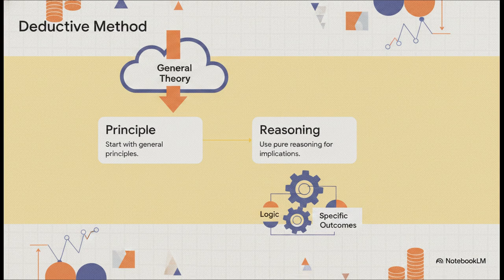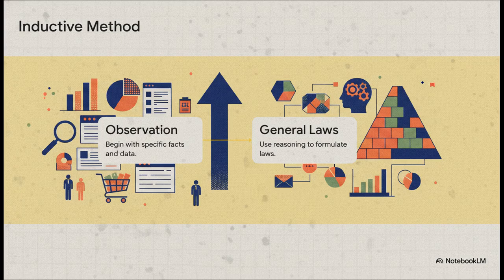Conversely, the inductive method flips the script completely. It's bottom-up. First, you observe specific raw facts, like, for instance, the actual consumption patterns of different income groups. Then you use reasoning based on that data to formulate general laws and hypotheses upwards from those observed regularities. You're literally building the rule out of the raw data.